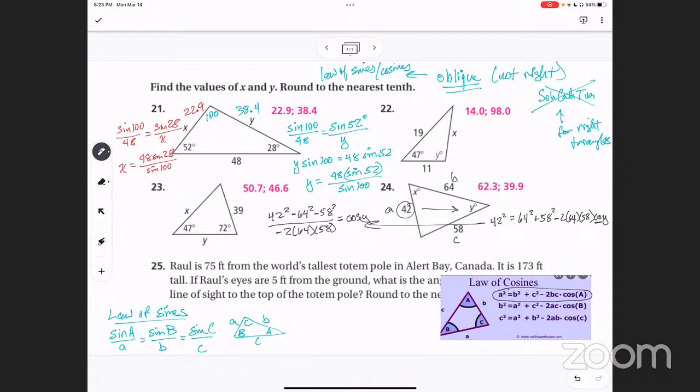Then, on top of it, I have to take the cosine inverse of that in order to solve for Y. So that's going to be what my Y equals. Did you follow how I did that?